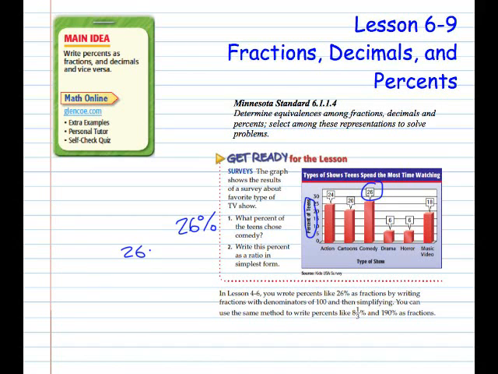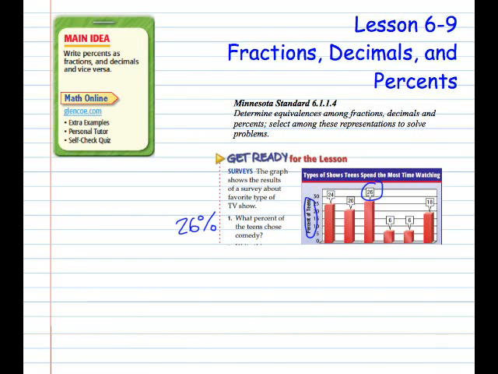Number 2, write this percent as a ratio in simplest form. Well, I could write it like this with a colon, 26 to 100, because percent means out of 100. I could write it like this as a fraction. Both of these can simplify by dividing them by 2. So either way I do that, I'm going to end up with 13 over 50, which is 26% as a ratio in simplest form.